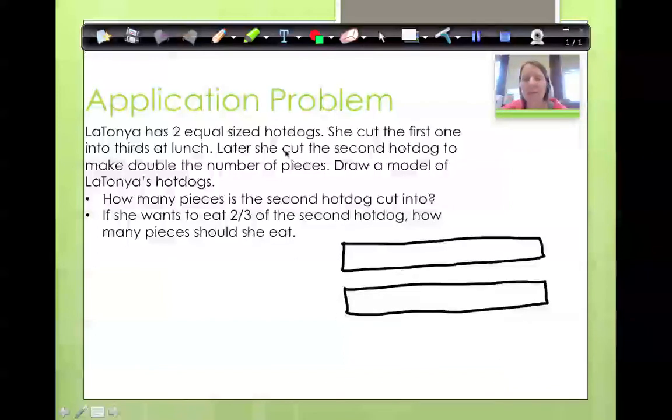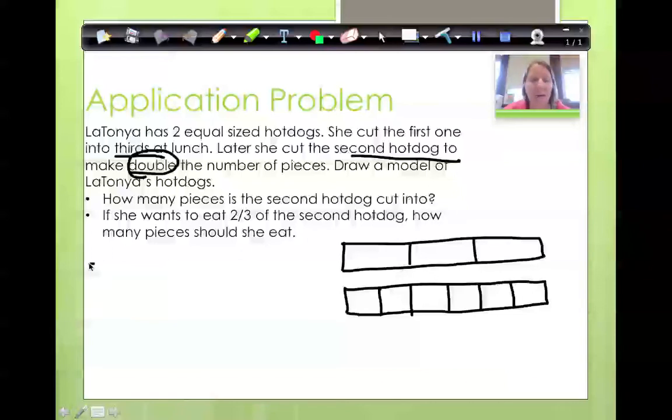Okay, so she cut the first one into thirds. All right. There we go. Later, she cut the second hot dog to make double the number of pieces. Well, I have 3 pieces. I need double. So if I cut them in half, I have twice as many. There we go. See, I have twice as many pieces. Draw a model of her hot dogs. We did that. Now, how many pieces is the second hot dog cut into? Well, how many pieces do we have? 1, 2, 3, 4, 5, 6. So it's cut into 6 pieces.